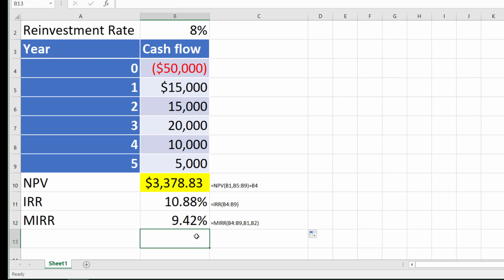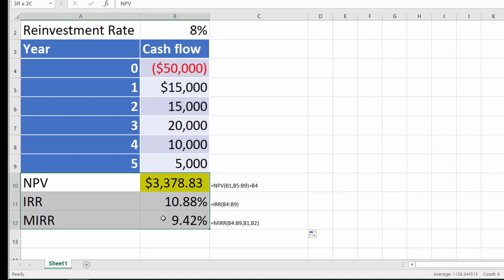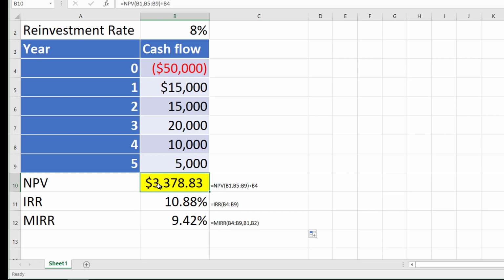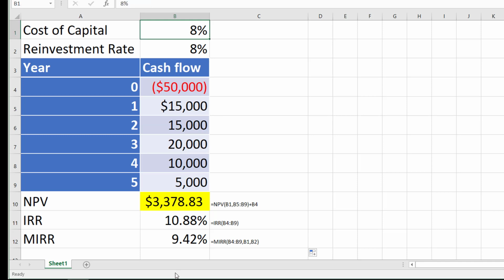Regarding interpretation, I have provided all the interpretation in other videos, but briefly you have to understand that you look at your NPV. If the NPV is positive, meaning more than 0, the project is profitable. And if you want to use IRR as a decision rule, then you compare your IRR with the cost of capital. For example, the IRR is 10.88%, the cost of capital is 8%. So IRR is more than the cost of capital, and this project is profitable.